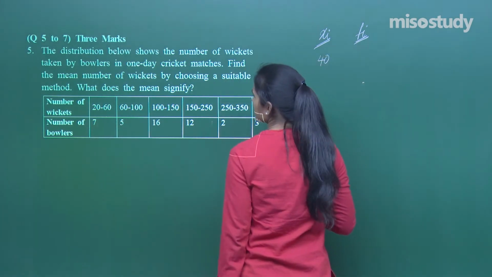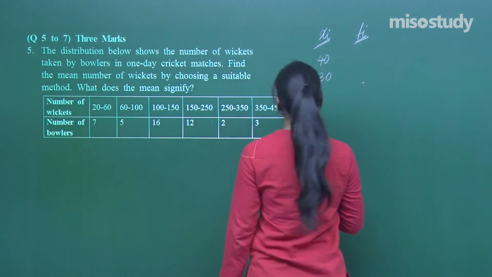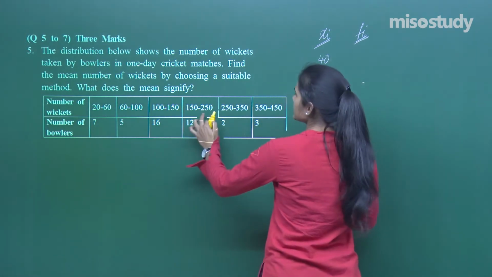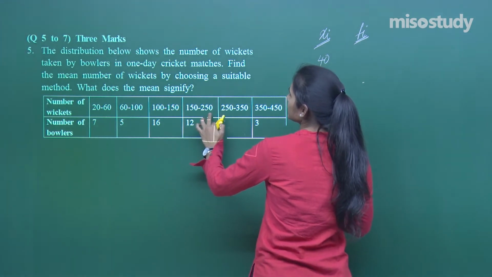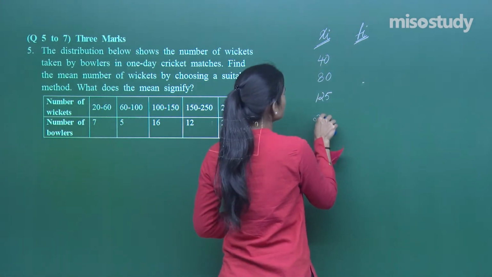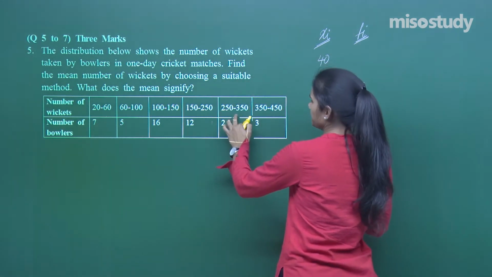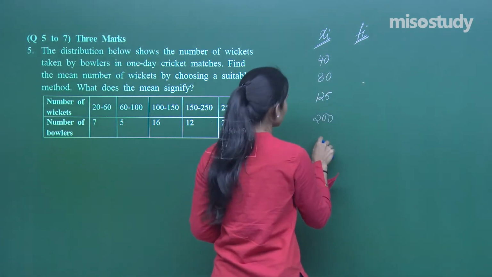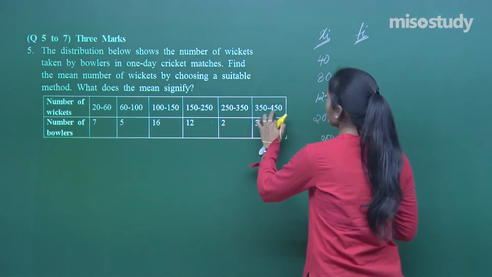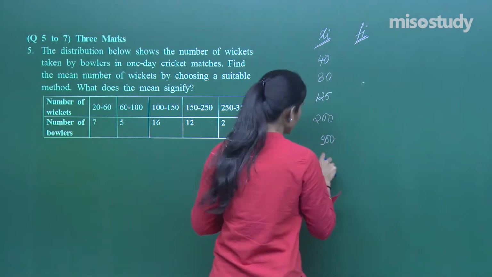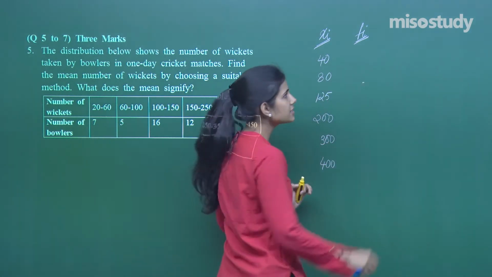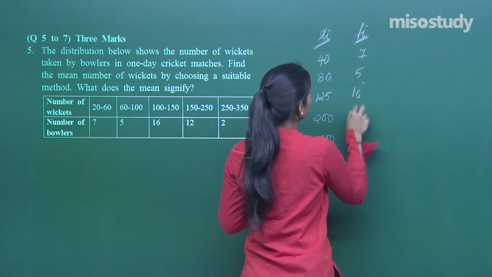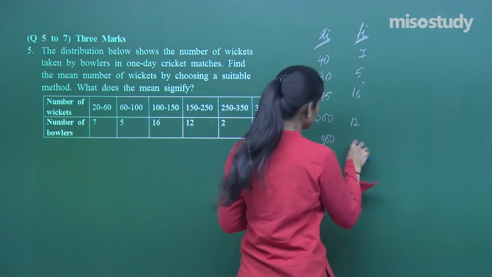Then 100 plus 60 is 160 upon 2 is 80. Next you have 250 upon 2 is 125. Then 250 plus 150 is 400, 400 upon 2 is 200. Then 200 plus 300 is 500 plus 100 is 600 upon 2 is 300. And here it is 400 plus 300 is 700 plus 100 is 800 upon 2 is 400. So these are your xi's. Corresponding fi's are 7, 5, 16, 12, 2 and 3.